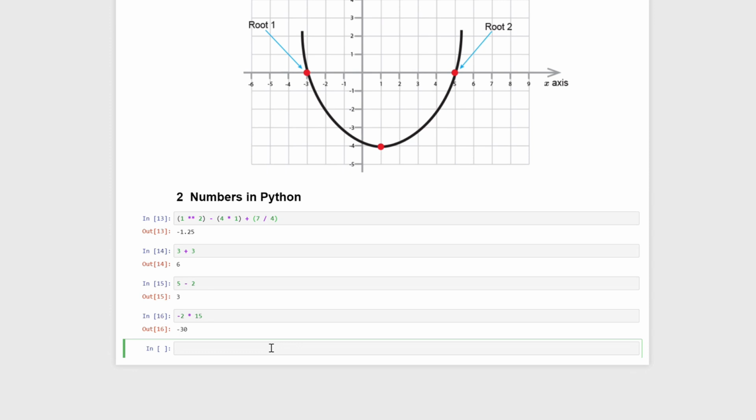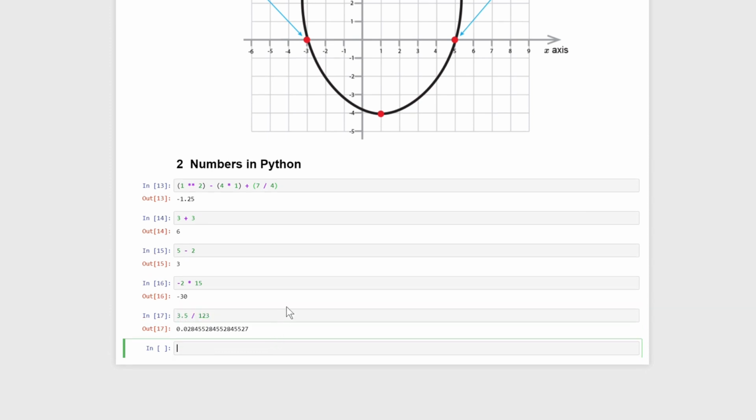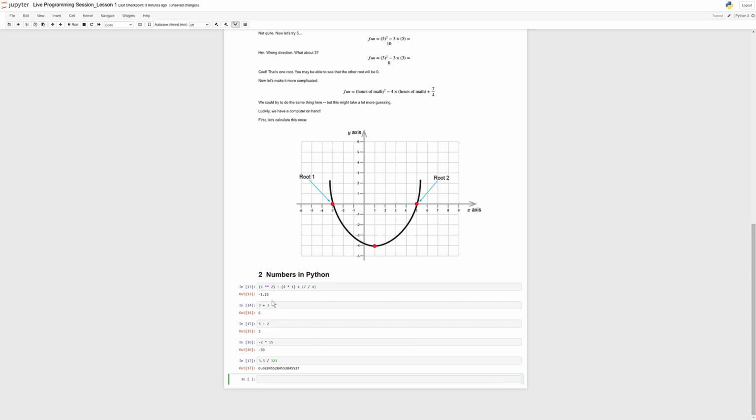You'll get negative 30. And 3.5 divided by 123, you'll get 0.028455. So we're basically just using Python as a calculator. That is also valid code, right? Using the same kind of math that we might put into a calculator is also code itself, right? So that's great. So you already know some code, actually.